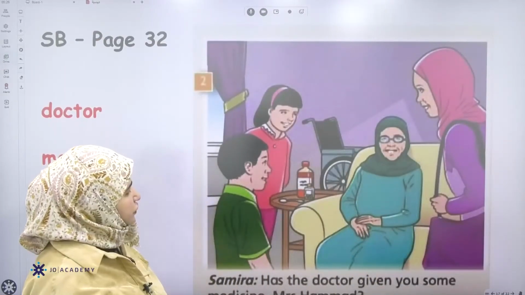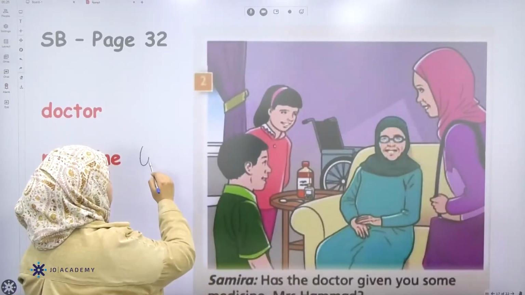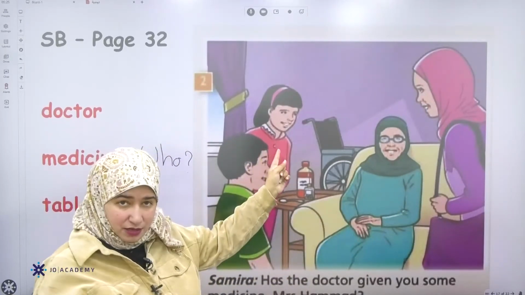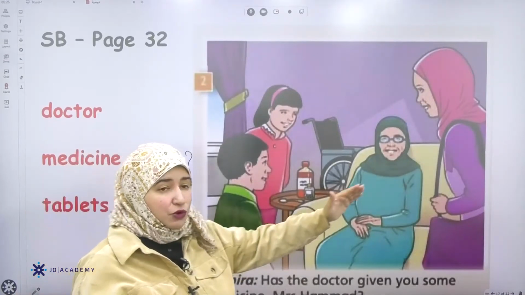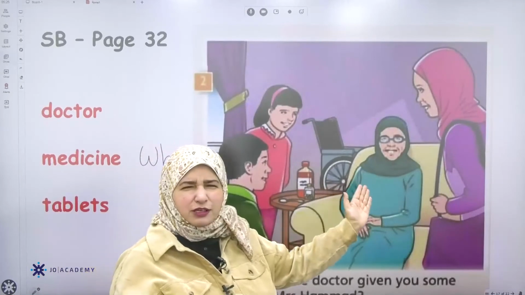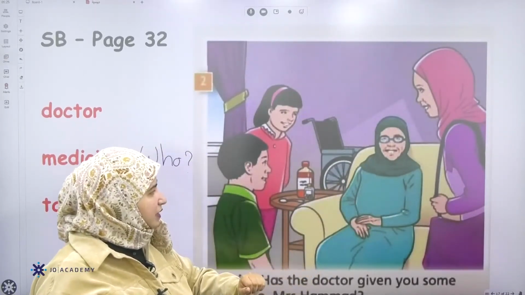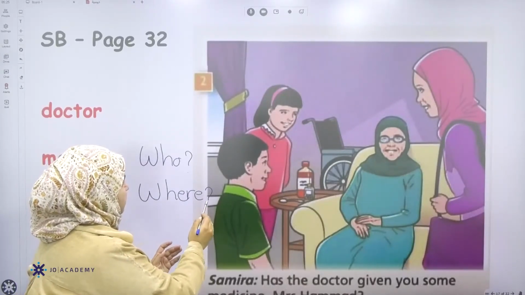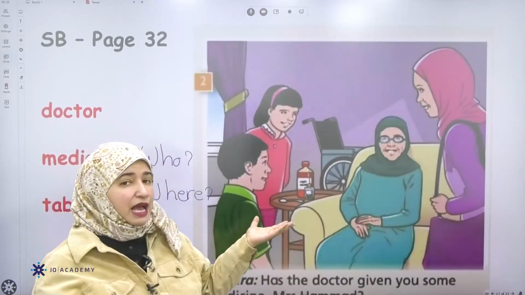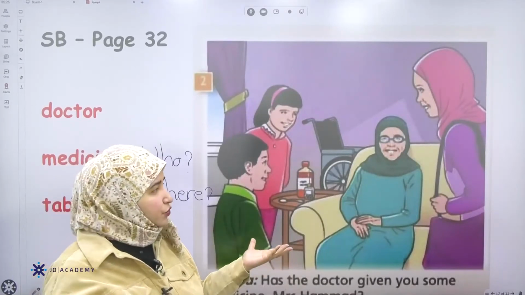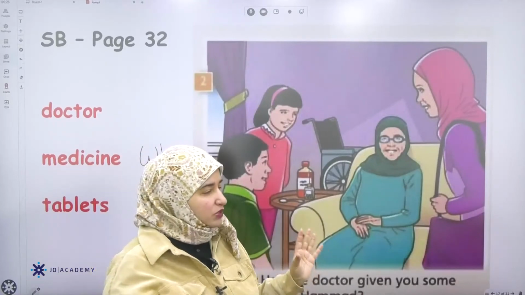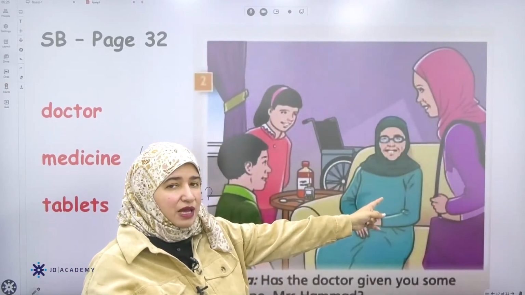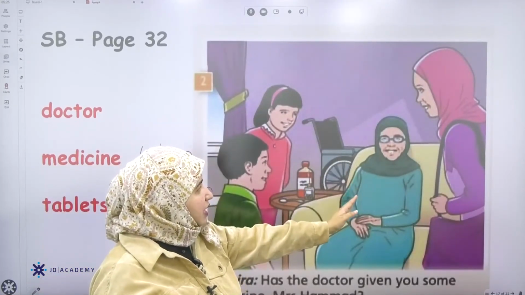Now here, look at the picture. Who can you see? يلا, مين شايفين? Mom, excellent. Samira and Kareem, bravo. And who is this? Mrs. Hamad. Now, question number two, where are they? Are they at school? No. Are they in the park? No. Where are they? They are at home or at house, في المنزل. But house of whom? منزل مين? Of Mrs. Hamad. So Mrs. Hamad's house.